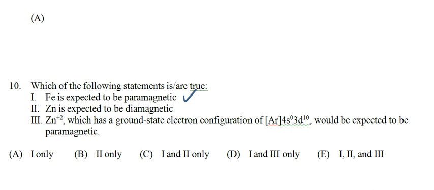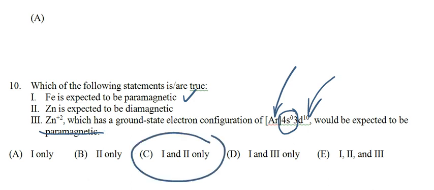Number 3, zinc plus 2, which has a ground state electron configuration of 4s0 3d10, would we expect it to be paramagnetic? Well, we have a 4s orbital that has no electrons in it. So what that means is the remaining orbitals have doubles, or they're paired up. This would not be true. So only 1 and 2 should be correct. If this orbital had 1 electron in it, then it would be paramagnetic. But this is a diamagnetic electron configuration. So 10 should be letter C.